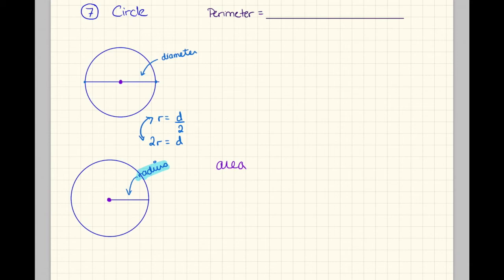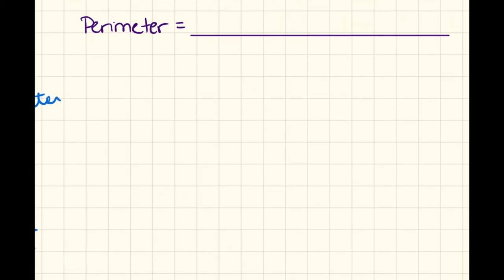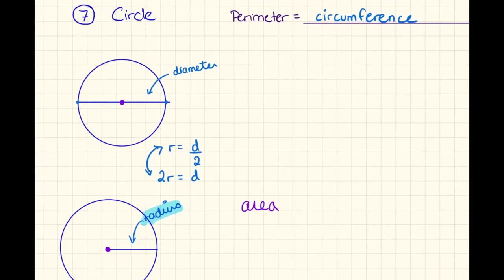Now in this case, though, I do have the word perimeter with a blank. That's because for a circle, the perimeter of a circle is actually called the circumference. So we don't normally say find the perimeter of a circle, we say find the circumference of the circle. But we still mean that we are trying to find the measurement of what's around the circle.